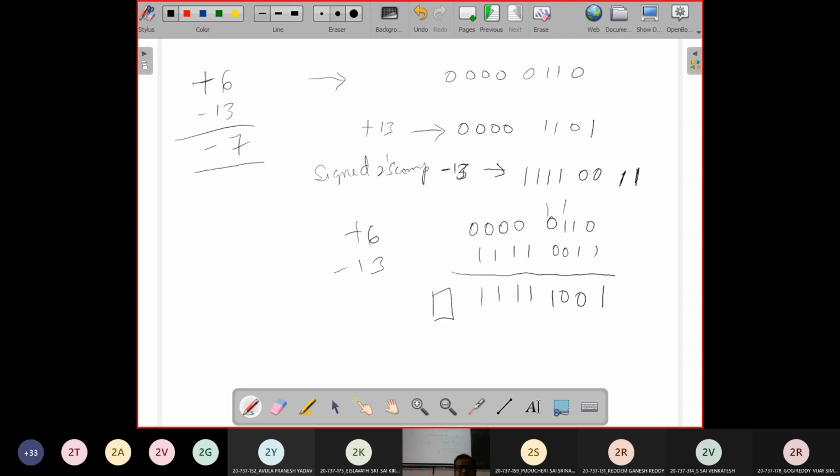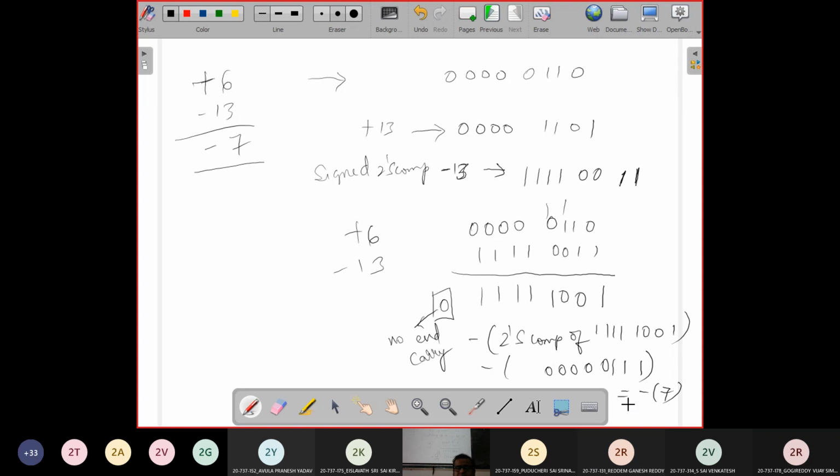Now, is there any end carry generated? There is no end carry generated. So in that case, what will be the answer? The answer will be the negative of the 2's complement of whatever result we got here. 2's complement of 4 ones followed by 1, 0, 0, 1. Can somebody tell me what this value is? The first one we keep as it is: 1, 1, 0, 0, 0, 0, 0. Am I correct here? What is the value of this binary pattern? Minus of what value? 7.